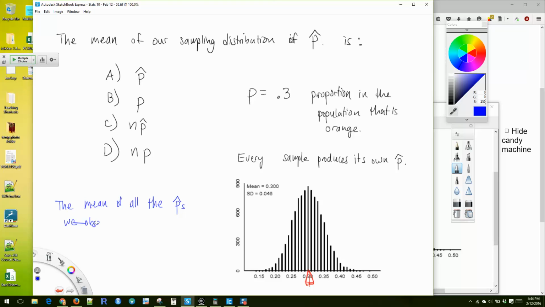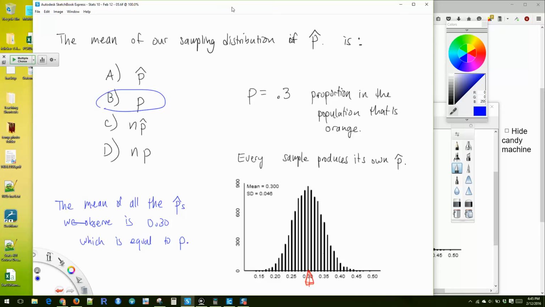we observe is 0.30, which is equal to p. And what that means is the mean of our sampling distribution is going to be that value p, the proportion that exists in the population. Conceptually, does that kind of make sense? All right. So if the population is 30% orange, every time you take a random sample out of that population, you're going to get something around 30% orange, maybe a little higher, maybe a little lower. But if you did this over and over again and kept track of all those p hats, the average of all of those will be 30% or something very, very close to that.